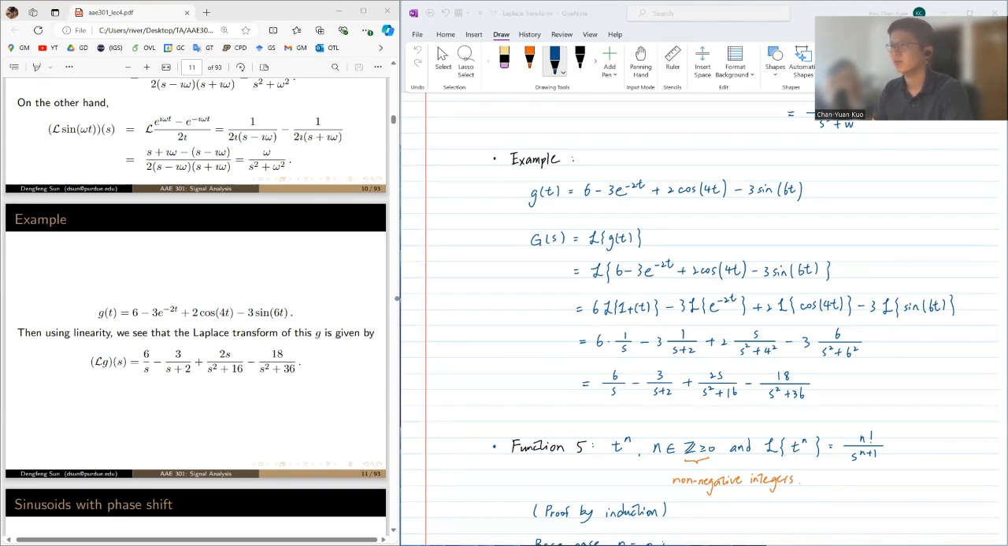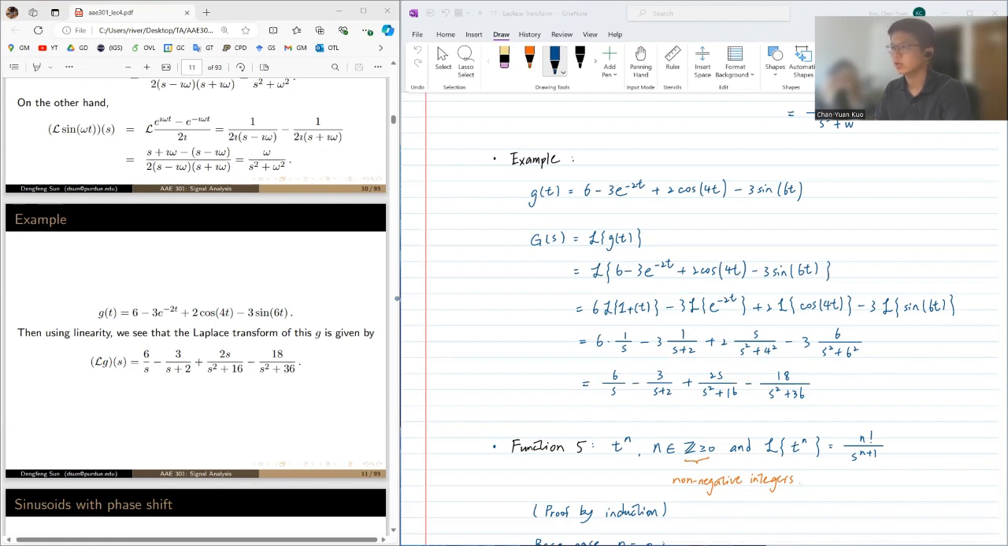So the Laplace transform of g will equal the Laplace transform of 6 minus 3 e to the negative 2t plus 2 cosine of 4t minus 3 sine of 6t. And by the linearity of the Laplace transform, we know that this equals 6 times the Laplace transform of 1, minus 3 times the Laplace transform of e to the negative 2t, plus 2 times the Laplace transform of cosine of 4t, minus 3 times the Laplace transform of sine of 6t.